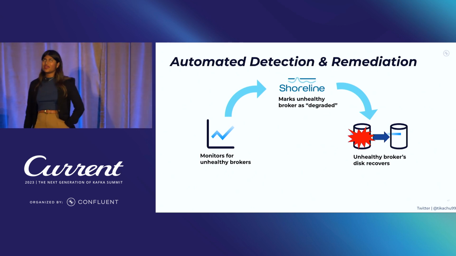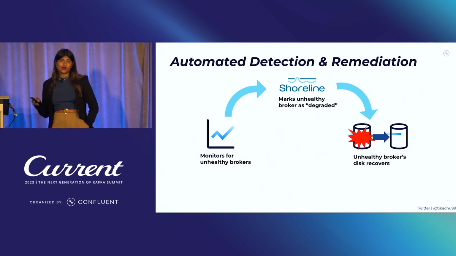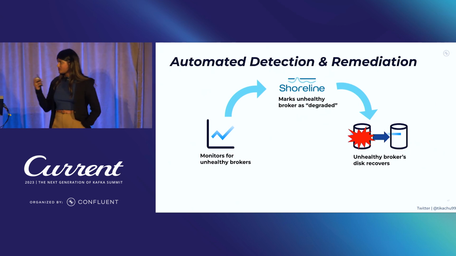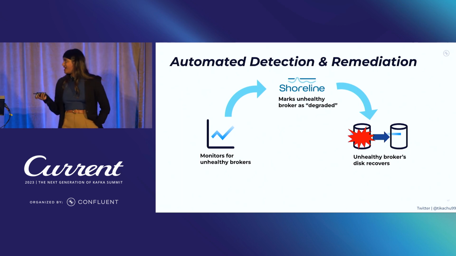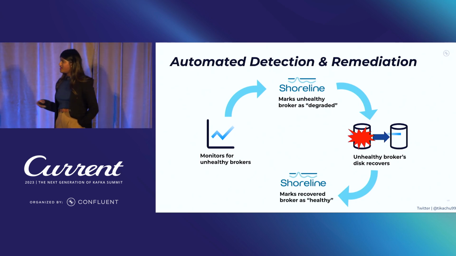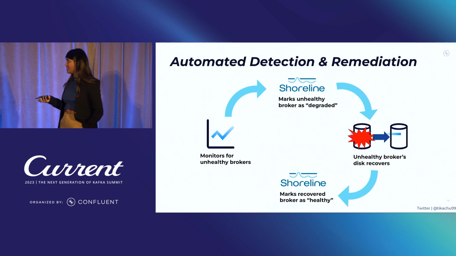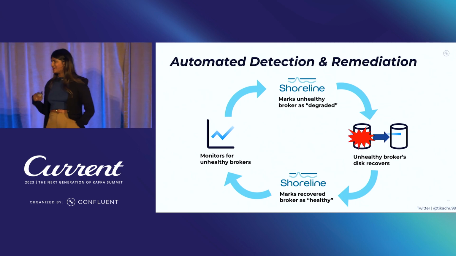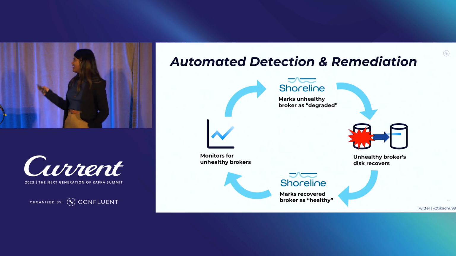Okay, so then what happens next? We either are waiting for the affected broker's disk to recover itself, or perhaps we need to replace the disk or take some other actions. But whatever it is, the unhealthy broker's disk will eventually recover. And once it does, Shoreline will kick in and recognize, based off of that monitor, that the broker has recovered, and it will mark the recovered broker as healthy again. And you know, it's a loop. We continuously keep monitoring for unhealthy brokers and keep applying this remediation whenever it's applicable.